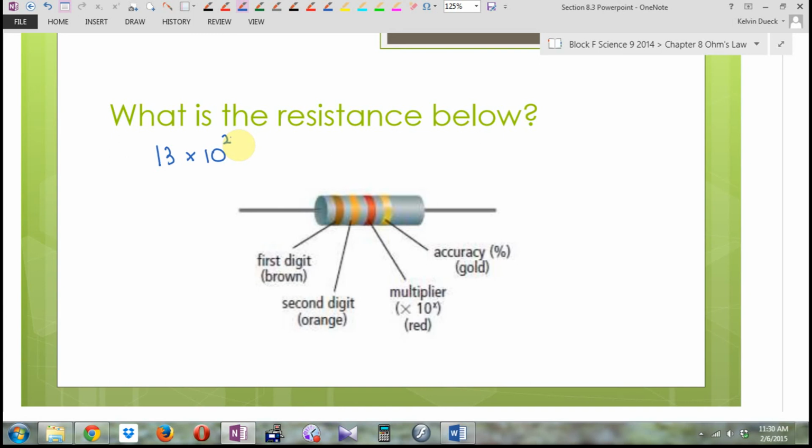What is 13 times 10 squared? Now you need to know where your exponent button is on your calculator. Or you can go 13 times 10 times 10, because that's what squared means. What is it? 1,300 ohms. And then it's plus or minus 5%. That's the resistance below. First digit, second digit, the third band tells you multiply by 10 to the what power? And then the fourth band, if there is one, tells you the accuracy. All of that on your yellow sheet.